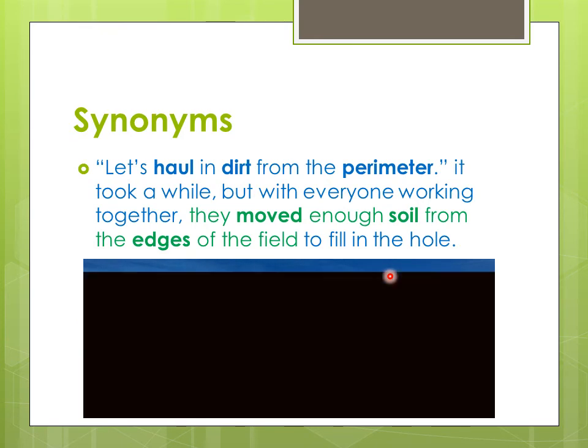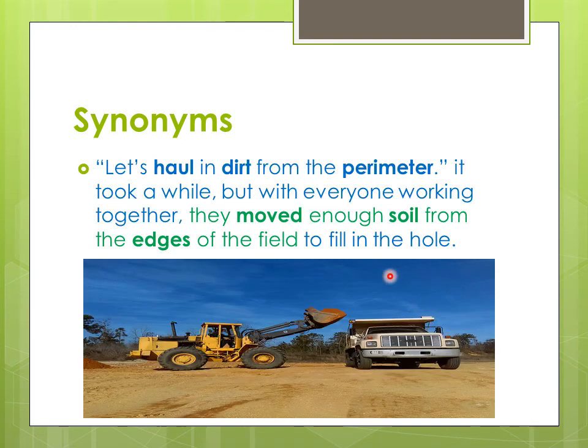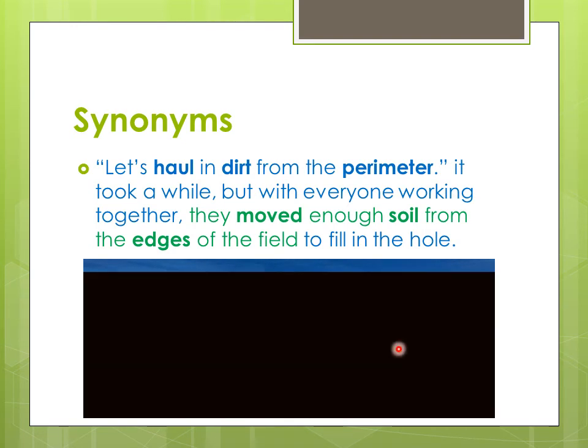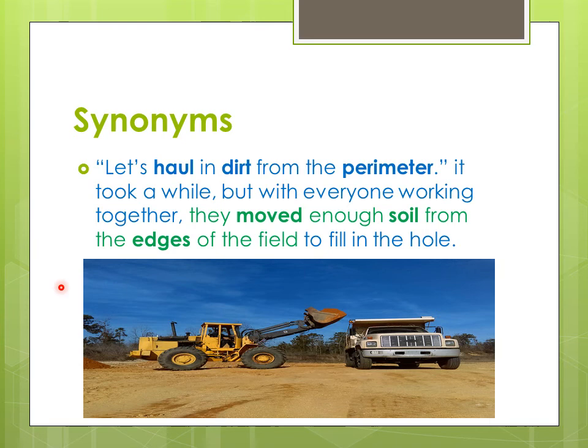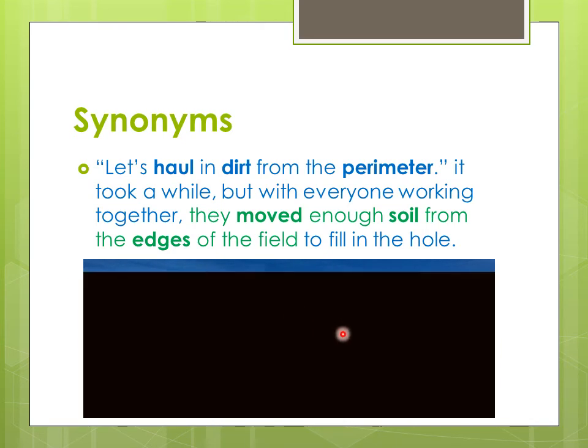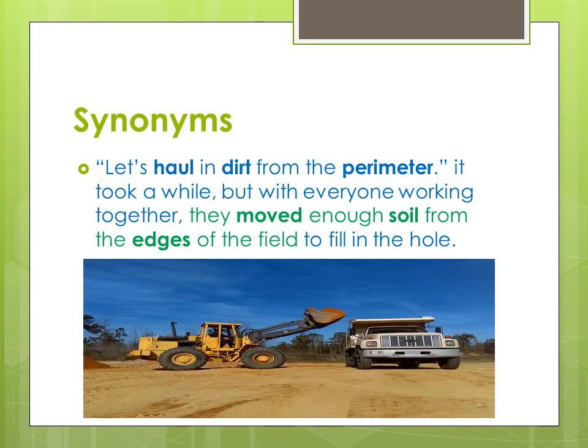So when you see words like "or" and "and," these words may signal synonym clues, which means that these words may tell us that they are synonyms to the unfamiliar words. So this is how we haul, or move, dirt from the edges, or from the perimeter.